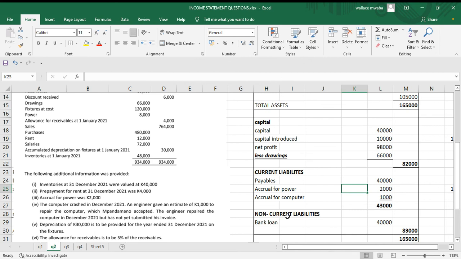Then our non-current liabilities. Remember, liabilities are things that we owe. A current liability is what we owe and have to pay within a year. But a non-current liability is what we owe, but we can pay it even after a year. Our non-current liability is the bank loan, 40,000. So 40,000 plus 43,000, we get 83,000. This is our total liabilities.